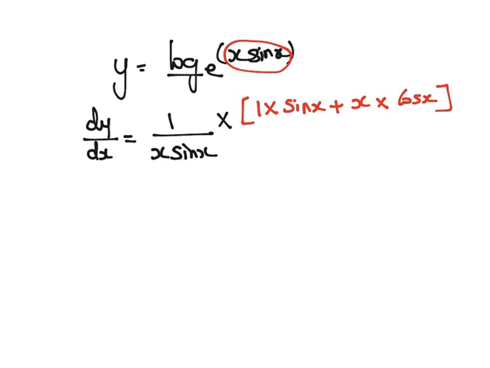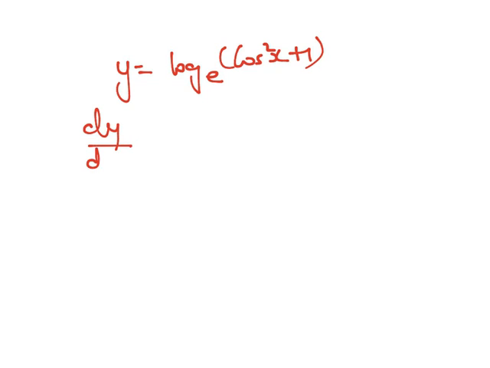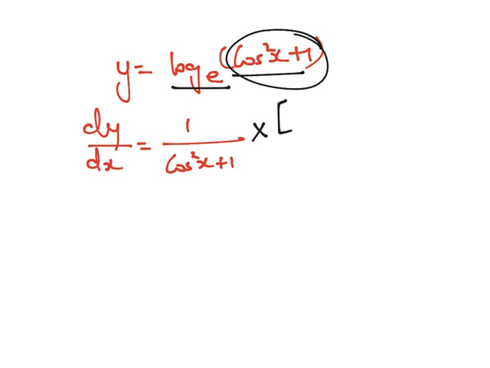Okay, one more problem. I'll take y equals log of cos squared x plus 1 to the base e. So dy by dx is nothing but 1 by cos squared x plus 1, isn't it? Because if it is log of anything, then 1 by that thing, multiplied with derivative of this, which is derivative of cos squared x, that is 2 cos x into minus sin x, plus 0. So this is the answer. This is the derivative of the given problem.